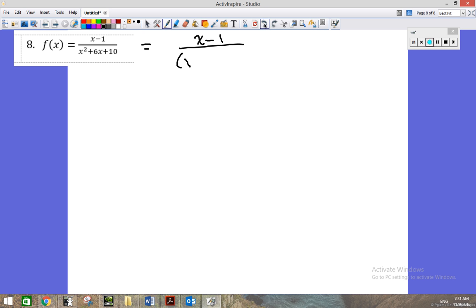Because I don't see a way to factor this, because the factors of 10 are 1 and 10, they don't add up to 6. Other factors of 10 are 2 and 5, and that doesn't add up to 6. So let's come in and use the quadratic formula. I have to avoid this denominator from ever equaling 0. Now, let's look at the discriminant.